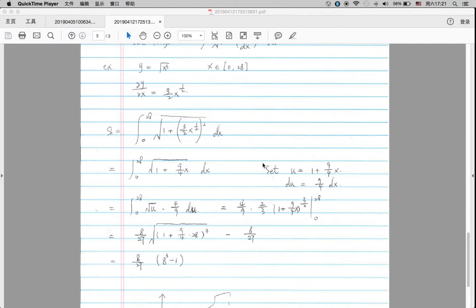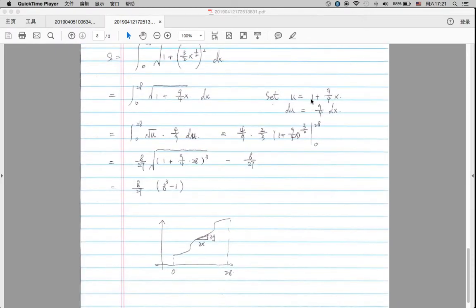the arc length. Here we use substitution to set u equal to 1 plus whatever is inside the square root, and then du is 9 over 4 dx. We substitute both u and du into the original function. We have the square root of u times 4 over 9 du, since du is equal to 9 over 4 dx, so dx itself is equal to 4 over 9 du.